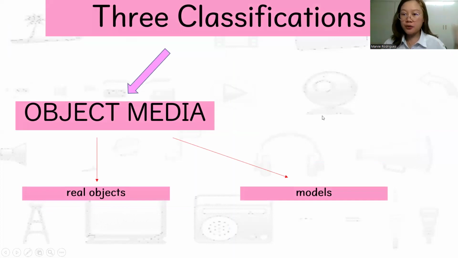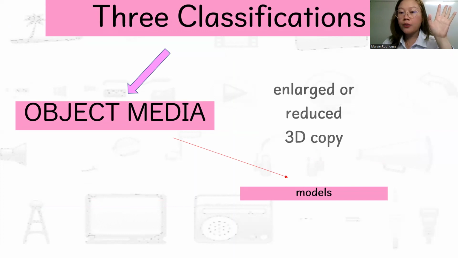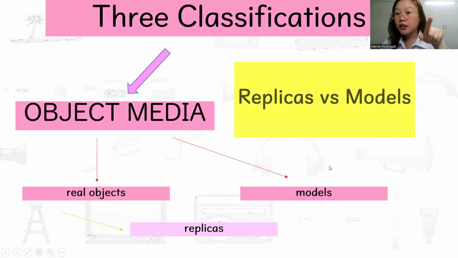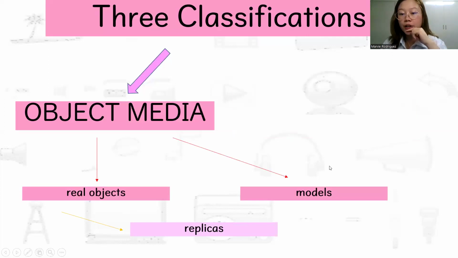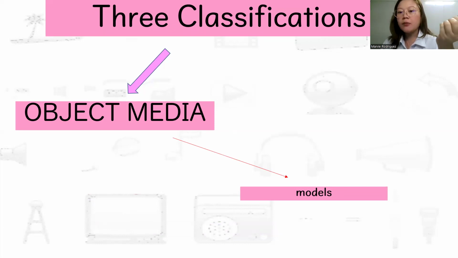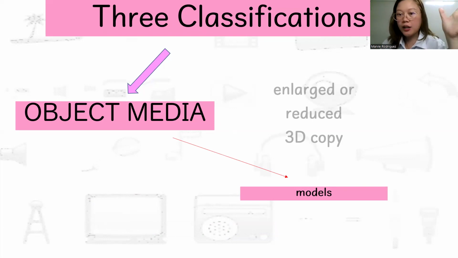Okay, so those are real objects. Now let's move on. Oh, before we move on, is it just me or was it also you? I was confused between a replica and a model. I know that a model is an enlarged or reduced three-dimensional copy of an object, but a replica is also a copy of an object.